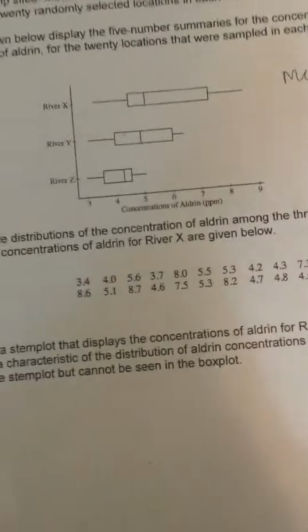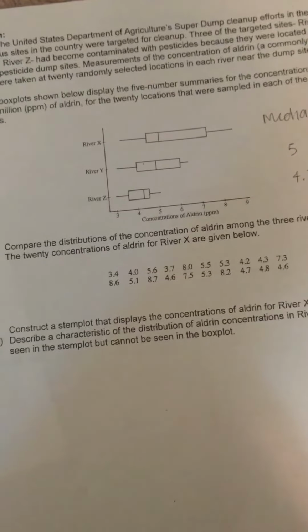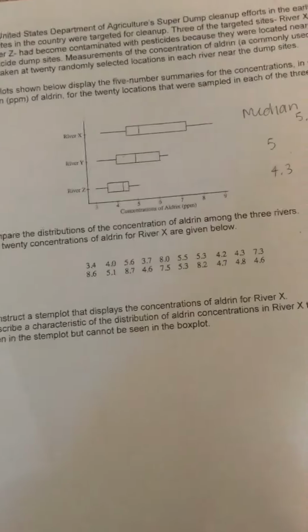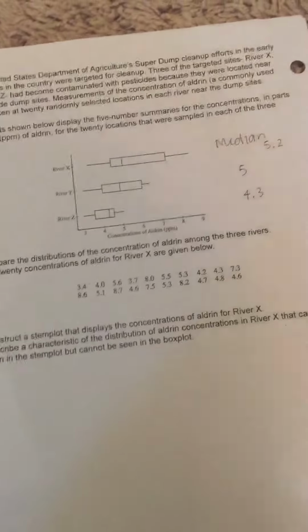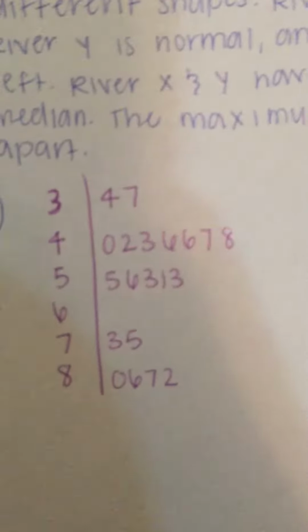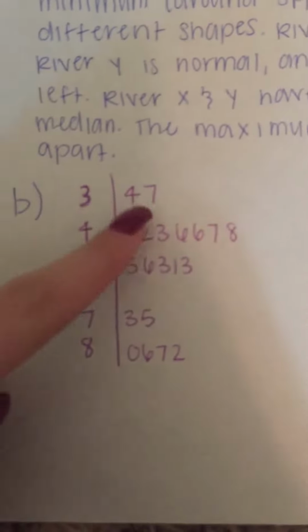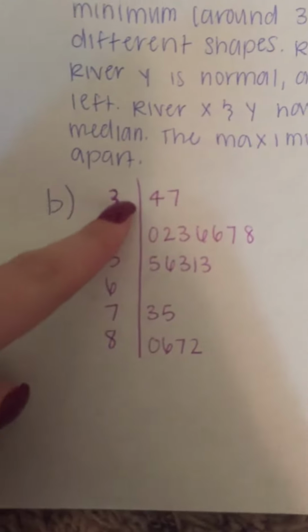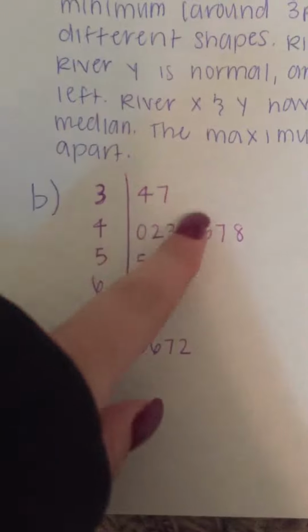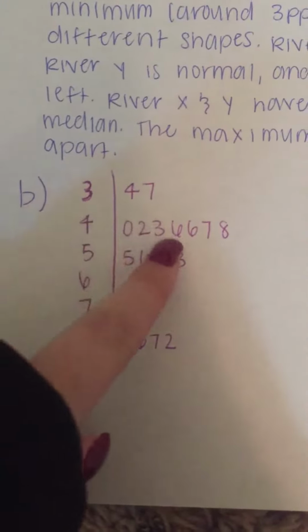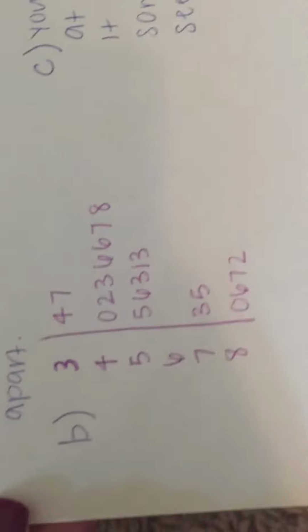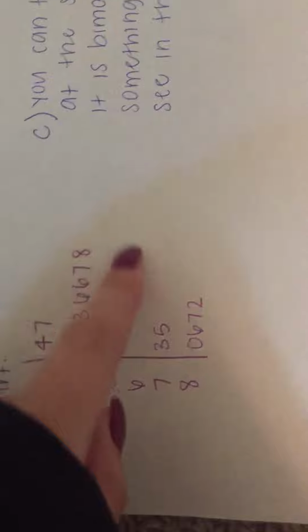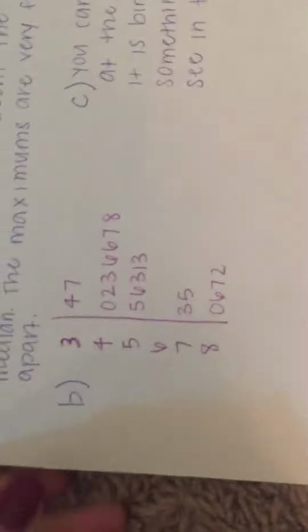Part B: the 20 concentrations of aldrin for River X are below, and it says construct a stem plot that displays the concentration of aldrin for River X. So here's the stem plot, and as the stem plot works, 3, 4, and 7 means 3.4 and 3.7, 4.0, 4.2, 4.3, and so on. The shape of this, if you turn it sideways, is bimodal because it goes up, and it starts another little curve over there.